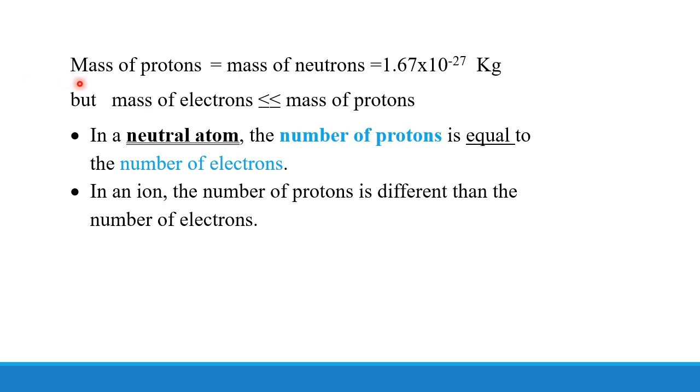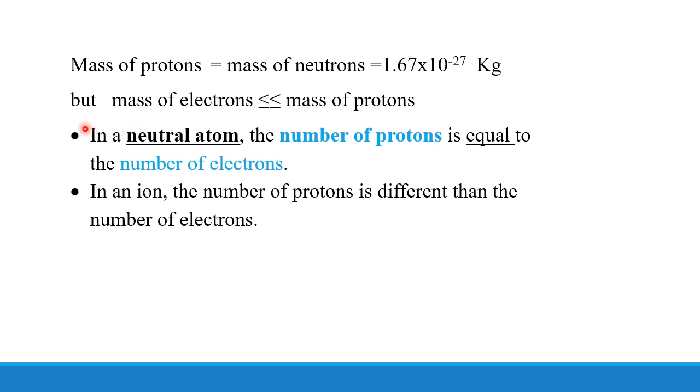We should know that the mass of protons equals the mass of neutrons, and not that the number of protons equals the number of neutrons. The mass of protons equals the mass of neutrons equals 1.67 times 10 power minus 27 kilogram. But the mass of electrons is very small. It's smaller than the mass of protons.